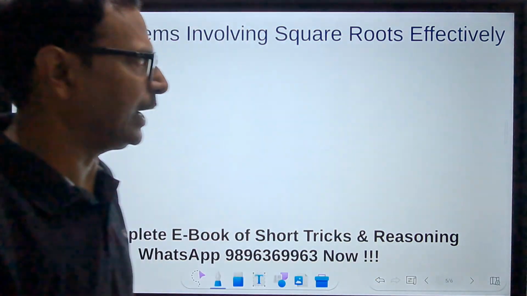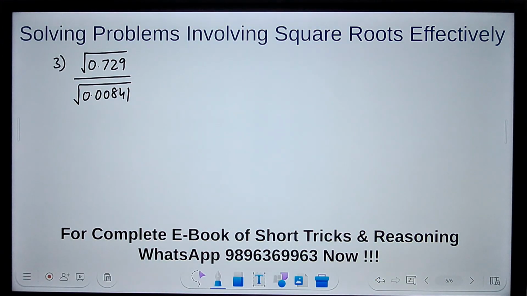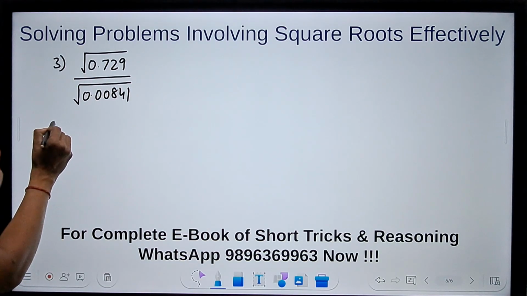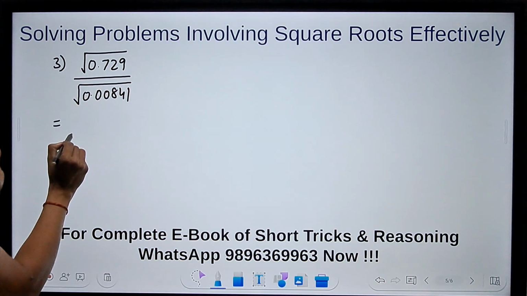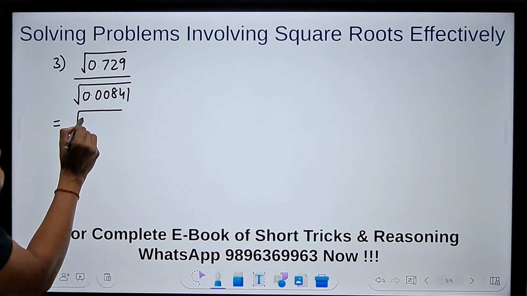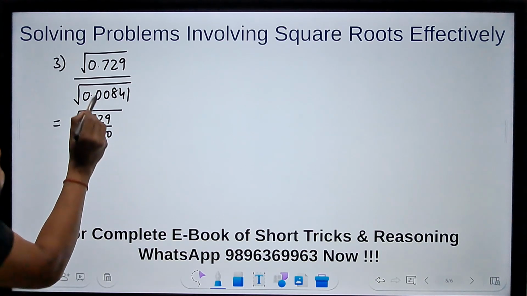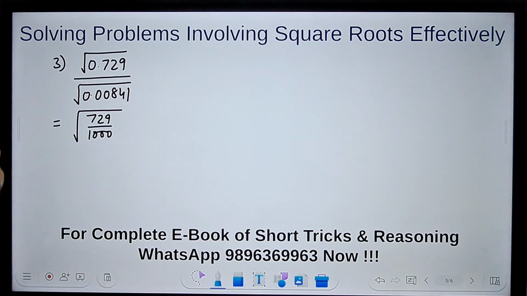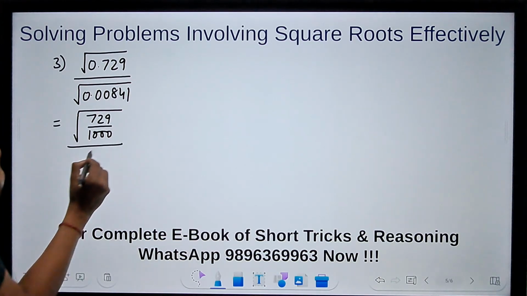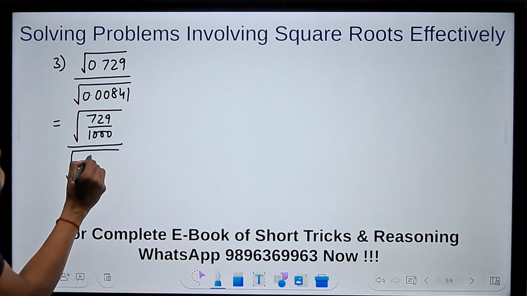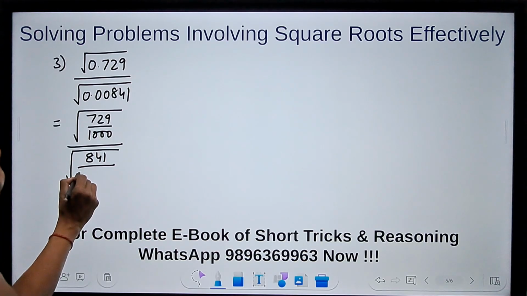So let's try and do that. In the numerator, you can see there is a square root of 0.729. So what happens to 0.729? I can write it as square root of 729 upon 1000. Why 1000? Because after the decimal we have 3 digits here. And in the denominator, square root of 841 upon 100000.